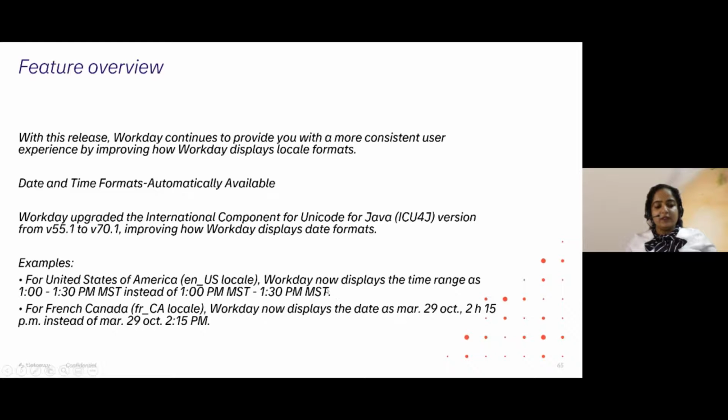So instead of having this MST everywhere, they have just made it easier for the users to view the local timing here. And for French Canada, this is another example where Workday has changed the look and feel from March 29 October to 2:15 p.m. instead of March 29 October 2:15 p.m. So I think we will be able to use this more easily for the end users to have a better user experience.